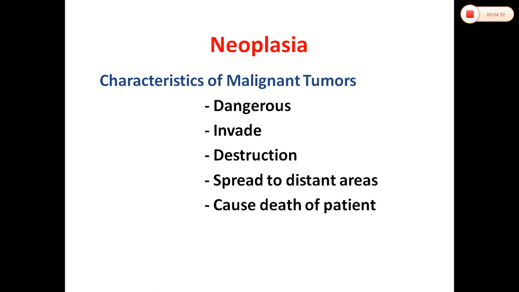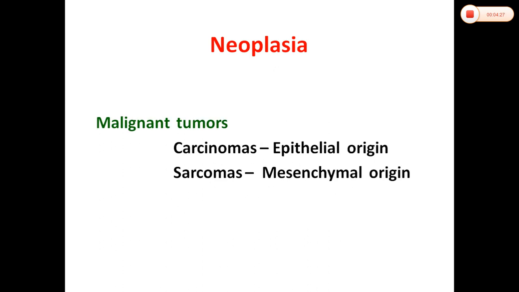And they are dangerous and they cause invasion and destruction of the adjacent structures, and they spread to distant areas. That is nothing but metastasis, a feature of malignant tumors, so that it will cause death of the patient. Malignant tumors are classified into two types, carcinomas and sarcomas. If it is of epithelial origin, it is called carcinoma, and if it is derived from the mesenchymal origin, it is called sarcoma.